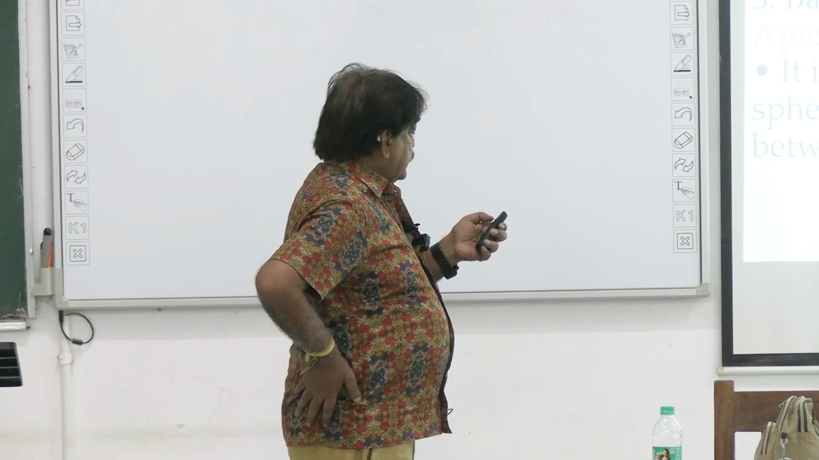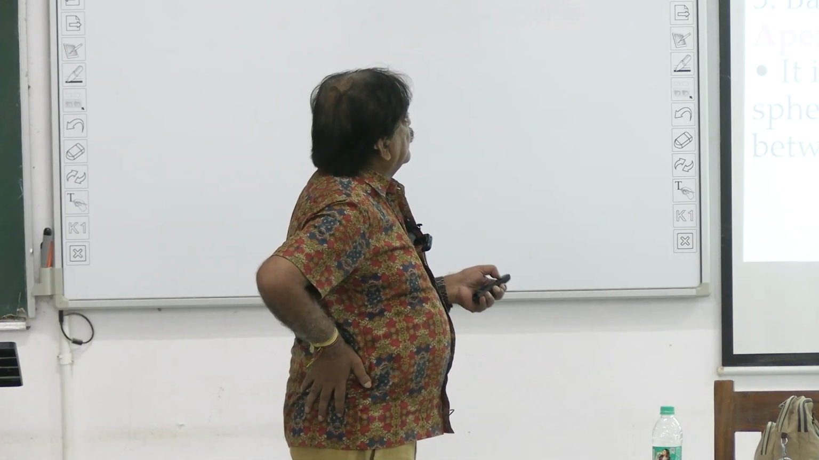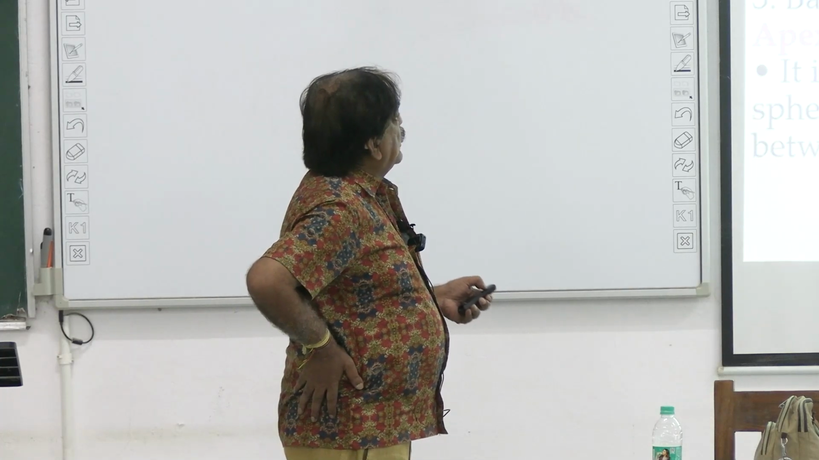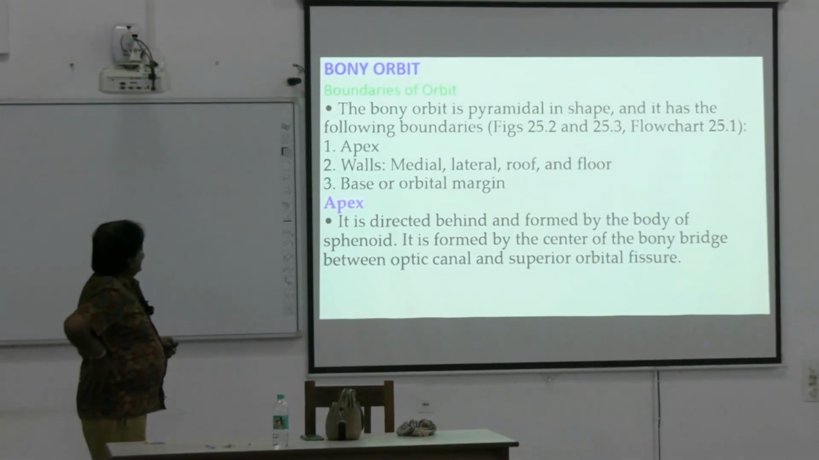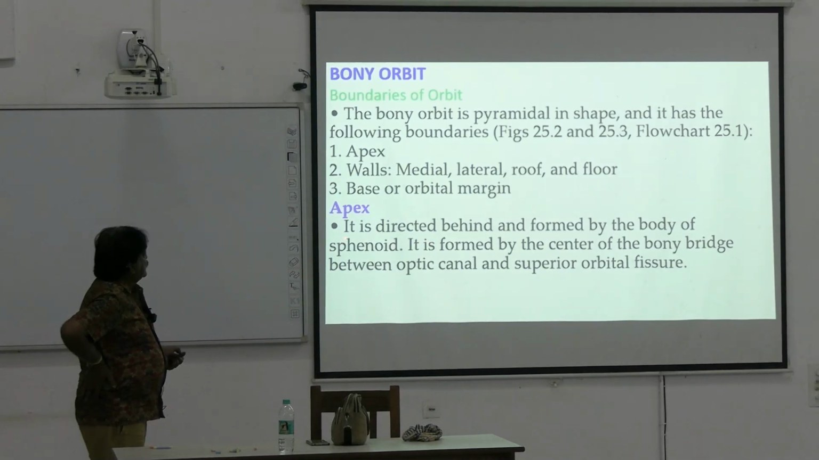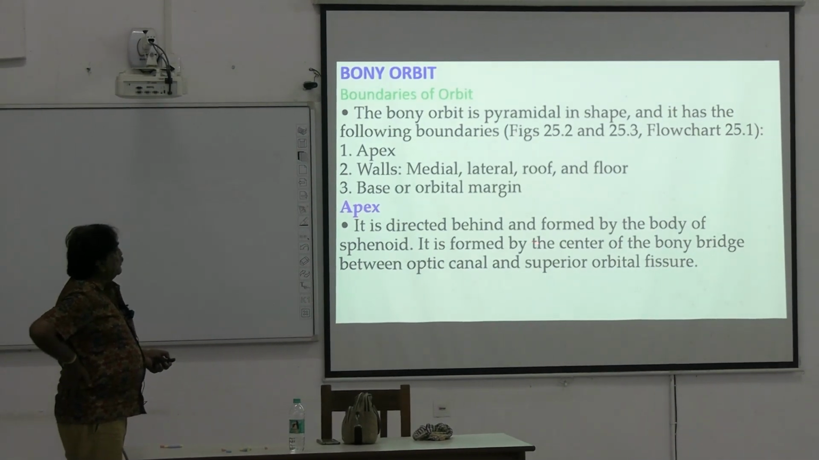Now, the bony orbit is pyramidal in shape and it has the following boundaries: the apex, walls (medial, lateral, roof and floor), and base or the orbital margin. The apex is directed behind and formed by the body of the sphenoid. This sphenoid bone contributes to the apex. It is formed by the center of the bony bridge between the optic canal and superior orbital fissure.